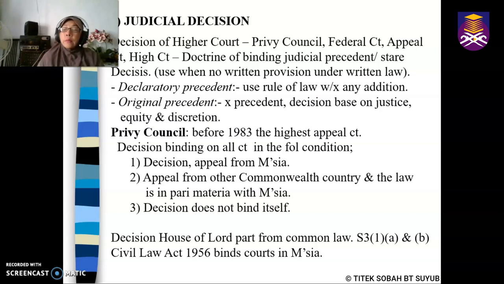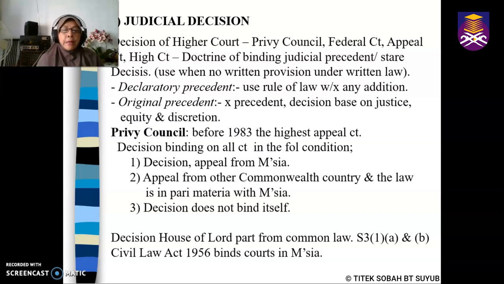Okay? However, the decision of the Privy Council itself does not bind the Privy Council. So, meaning, if there is a similar issue, let's say from Singapore, and then there is another case where the issue is the same from India after that, must the judge follow the decision from Singapore? No need. Because, as I told you just now, the decision does not bind itself. The decision by the Privy Council will not be binding upon itself.